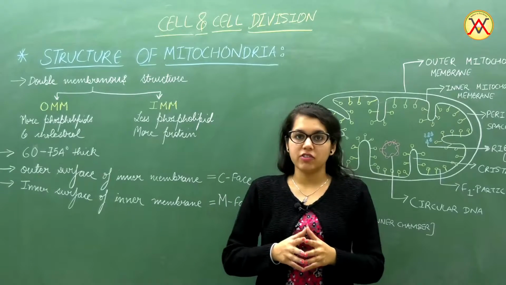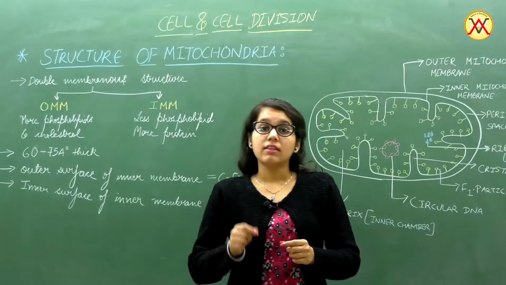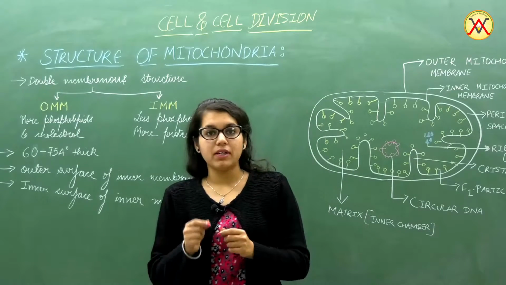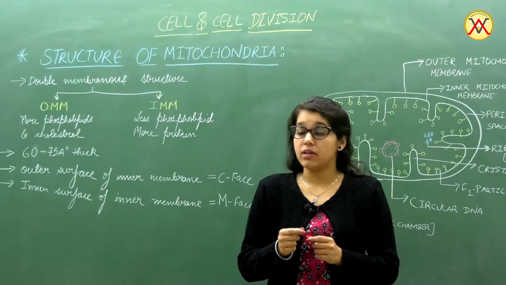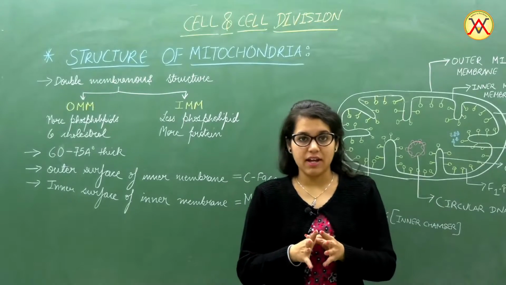Try to see and study the structure of mitochondria. We will study that it is a double membranous structure, that is, it is covered by two unit membranes. One is the outer mitochondrial membrane and the other is the inner mitochondrial membrane. Apart from it, we are seeing the difference in the compounds that are present inside the membranes.